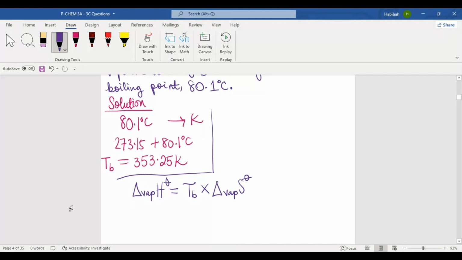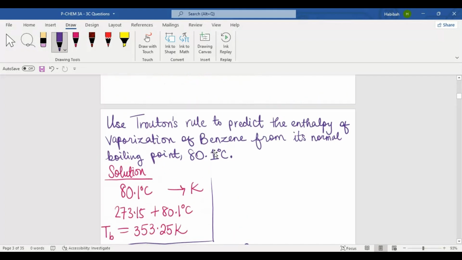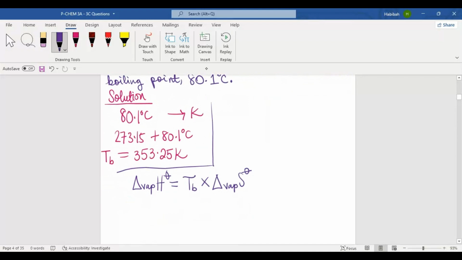And we're asked in our question to find the enthalpy of vaporization of benzene. So what we're actually looking for is this one that I'm writing, the change in standard enthalpy of vaporization. We've already been given the boiling point, but anytime you have three different parameters, you have to make sure two are known in order to solve for the third unknown.